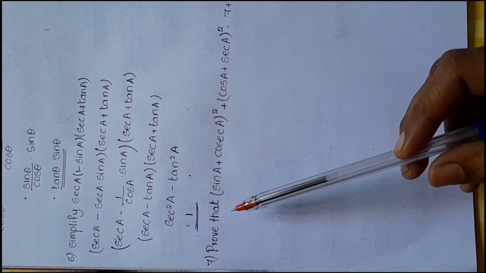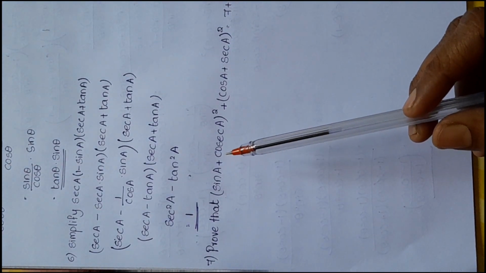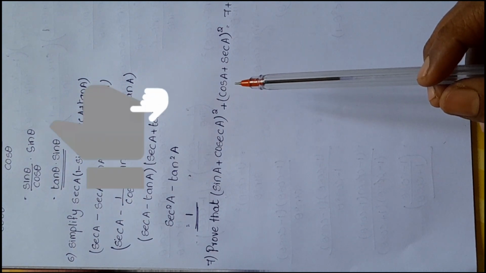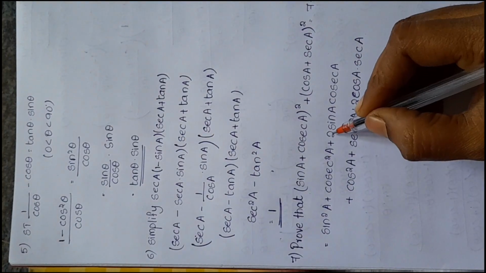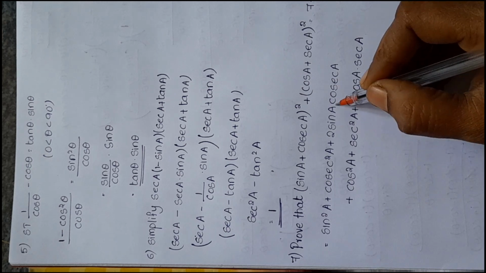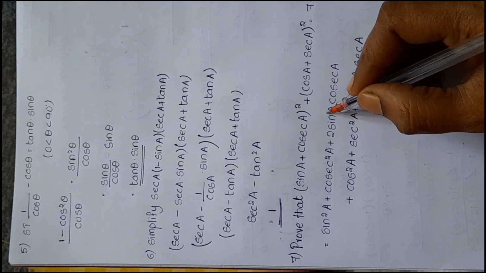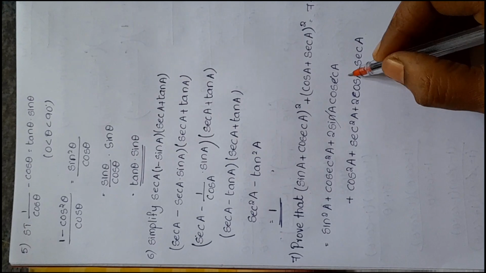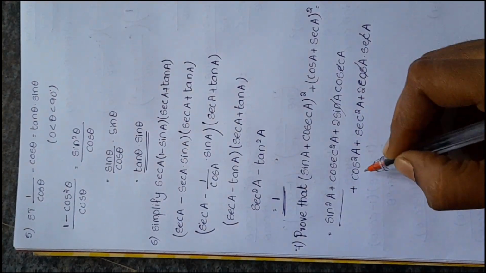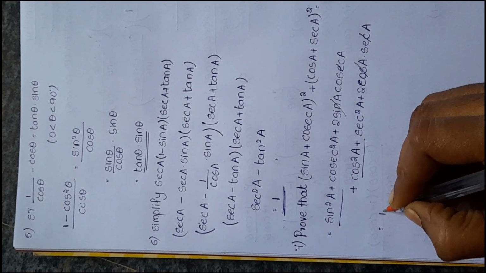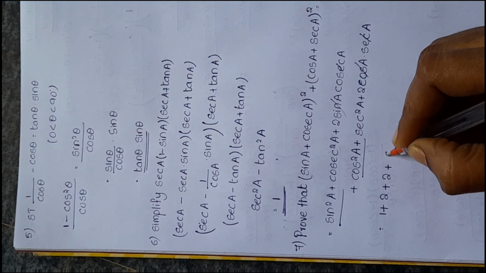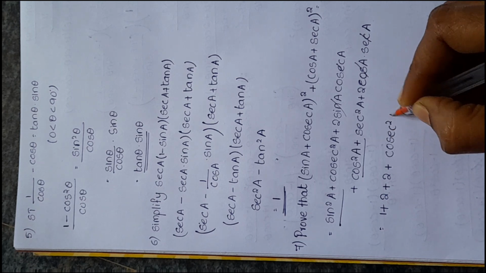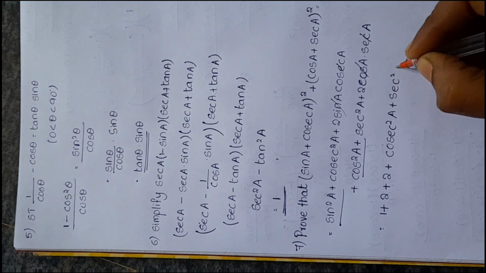The seventh question is, prove that sin A plus cosecant A whole square plus cos A plus secant A whole square is equal to 7 plus tan square A plus cot square A. Now expanding both these terms, here 2 into sin A and cosecant A. Cosecant A can be written as 1 by sin A, so this and this gets cancelled. Cos A and secant A also get cancelled. Again, sin square A plus cos square A is equal to 1 is the identity. So 1 plus 2 here plus 2 here, plus the remaining part is cosecant square A plus secant square A.